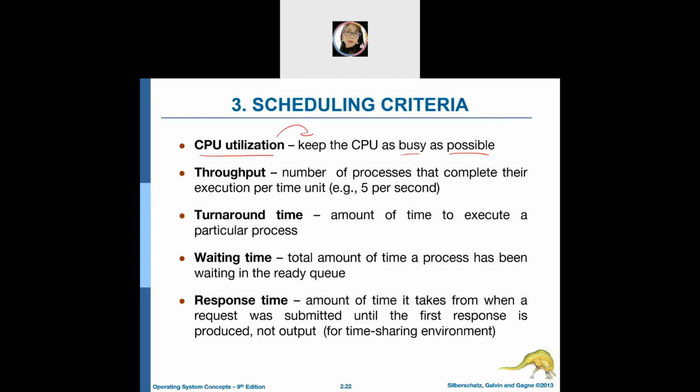And then you have throughput. Later on you will have the equation for throughput. Throughput is the number of processes that complete their execution per time unit. Example might be 5 per second, 7 per second. And then turnaround time, the amount of time to execute a particular process. Waiting time, the total amount of time a process has been waiting in the ready queue. Response time, the amount of time it takes from when a request was submitted until the first response. So you can try to look into what is the meaning of each of the scheduling criteria.